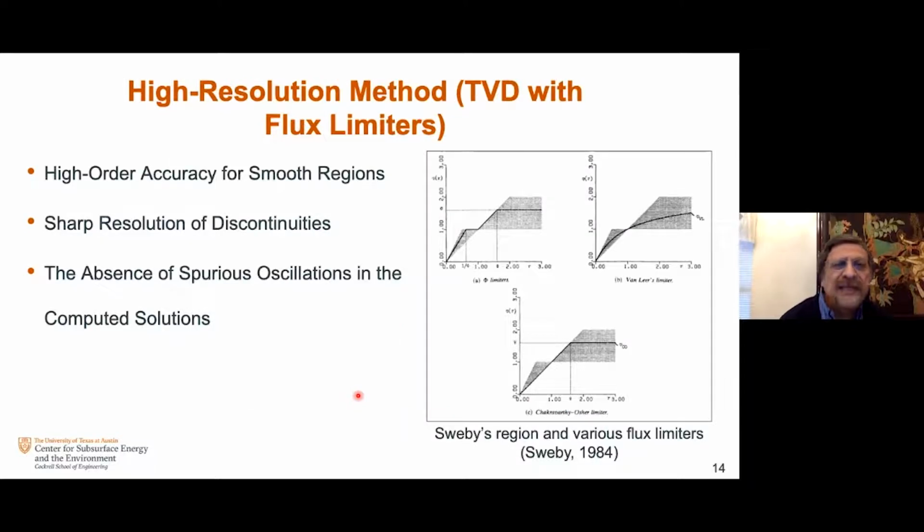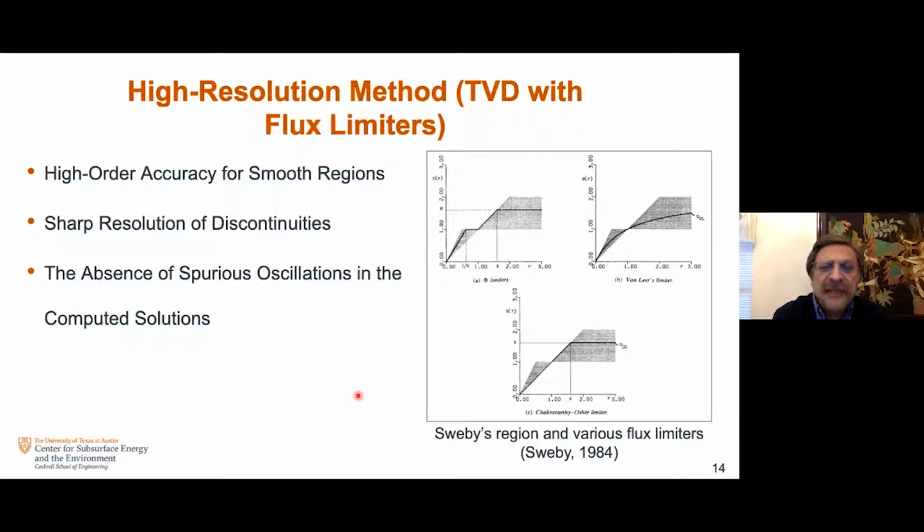that we looked at high resolution method, or TVD, which stands for total variation diminishing method, with flux limiters. And the goodness of this method is that we are using higher order accuracy for smooth regions, and then we are able to resolve the sharp resolution of discontinuities at the front. Okay, and then basically we get rid of the oscillations in the solution.